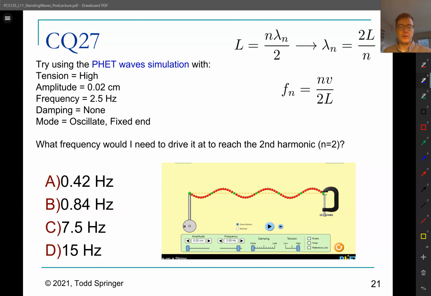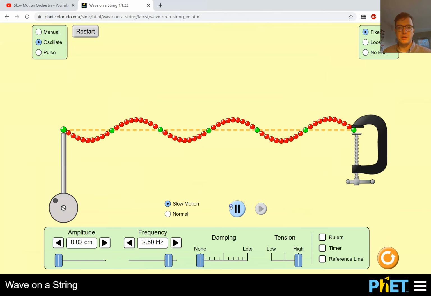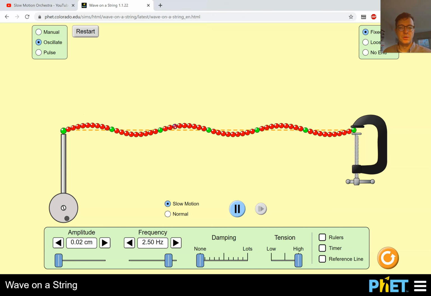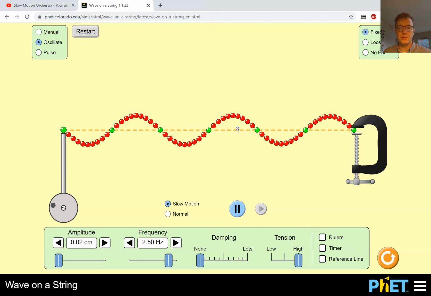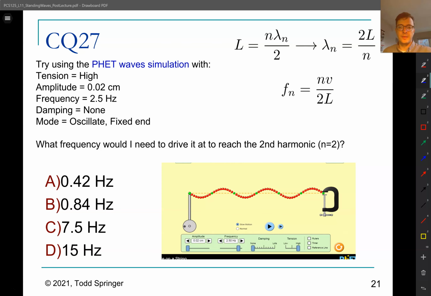Okay. So the first thing to think about is, what is the value of n in the one that I just showed you? Remember, n is the number of antinodes, right? So how many antinodes do I have in this one that I just showed? Let me put it in motion again. Okay, here's 1. Here's 2. Here's 3. There's 3 antinodes. 4, 5, 6. This is 6 antinodes here. So this is n equals 6. So this one down here is n equals 6.